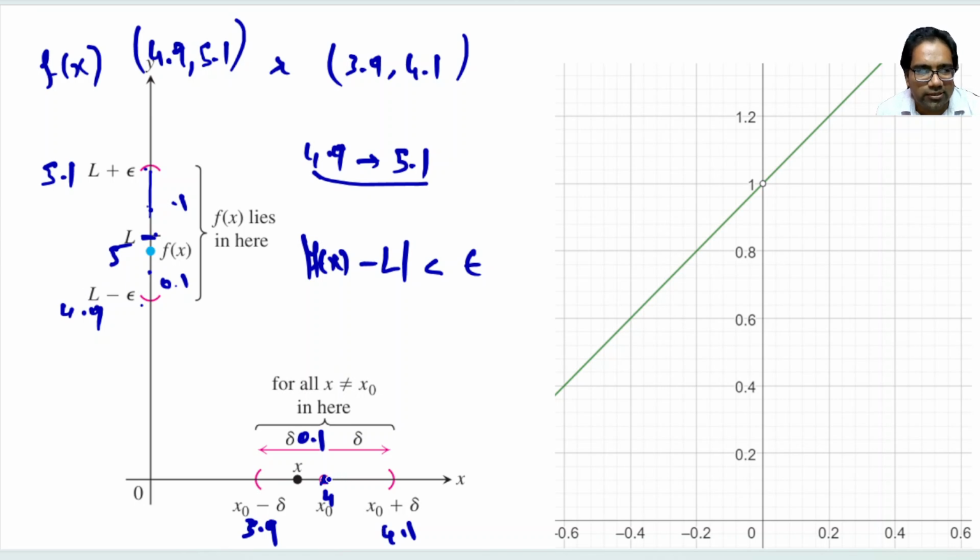Okay, at x naught, we are calling the value L. f of x naught is not defined, firstly. Because it is not defined, at x naught we can take this value L if for all x between this range 3.9 to 4.1, that is within the range of x minus delta to x plus delta, f of x will lie in this range of 4.9 to 5.1. Then we'll agree that this 5 is a limit of this function.